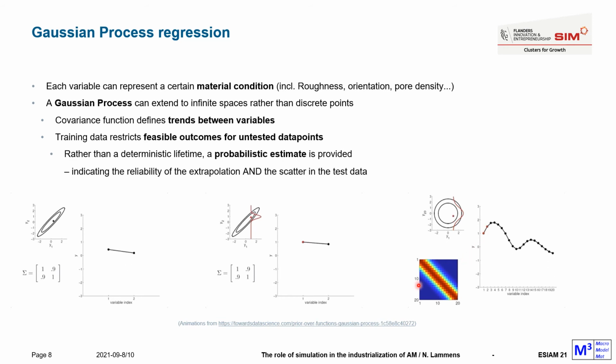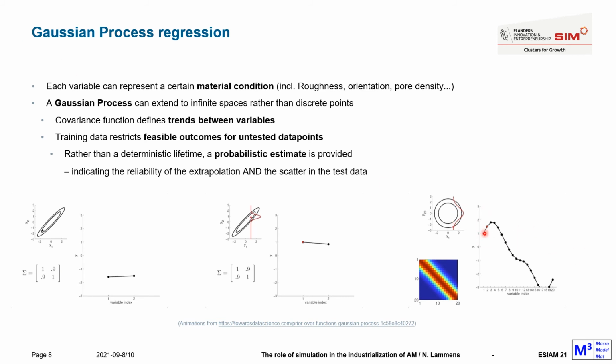The same concept can actually be extended even further than just a discrete number of variables and can work on an infinite space. In this case, we no longer define a covariance matrix, but we define a covariance function. This concept can then be applied to model the fatigue behavior of AM materials. By picking the right covariance functions, we can define trends that we expect to see between variables. And by feeding it training data, we restrict the feasible outcome of untested data points. This is similar to what you see in this animation.